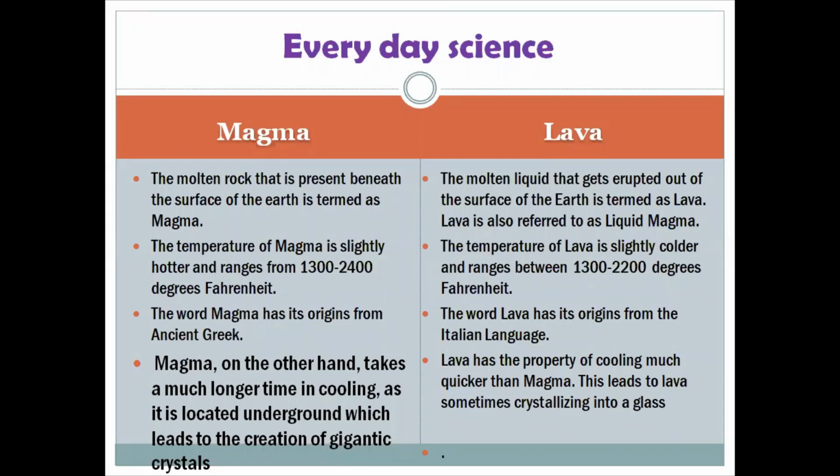So we start with magma and lava. Both magma and lava are basic terms used in geography when we talk about the geological processes going on inside the surface of Earth, or rock formation, or you can say mountain formation or landform formation. So what is meant by magma? Magma is molten material which is present beneath the surface of Earth.